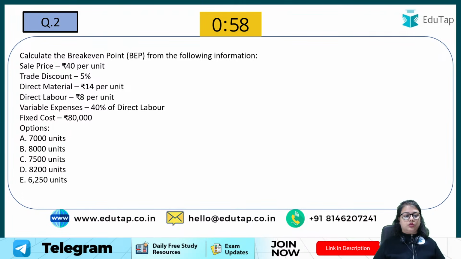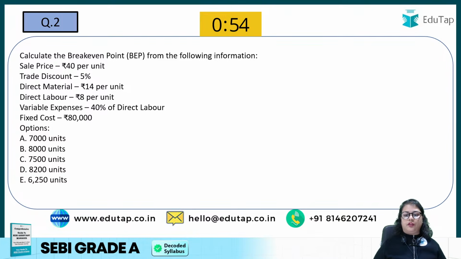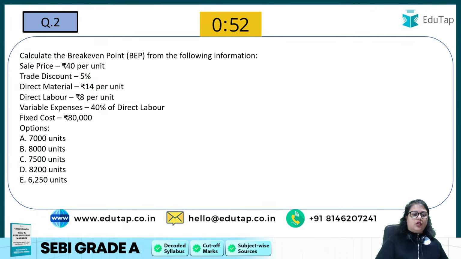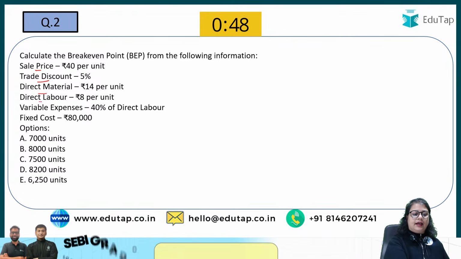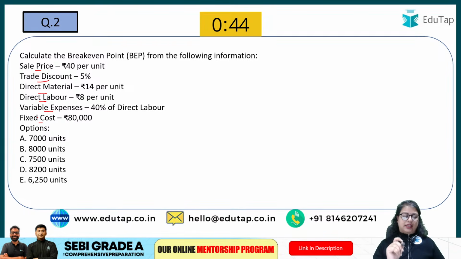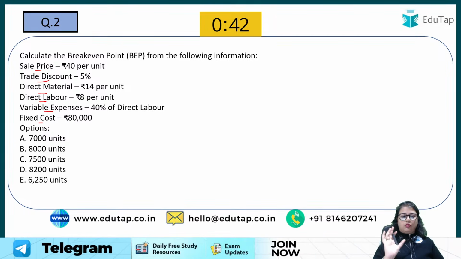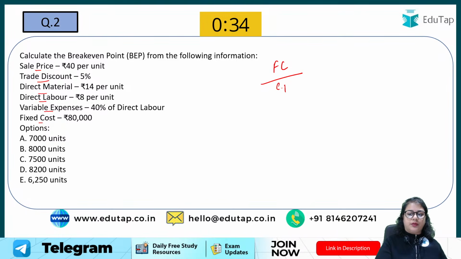Next, question number 2, this is a numerical based question. Calculate the break-even point from the following information. You have the sale price given to you, trade discount, direct material, direct labor, variable expenses, and the fixed cost is also given to you. You have to calculate the break-even point. So first of all, let us see what is the formula for break-even point. And as I can see in the options, we have to calculate in the number of units. So this is fixed cost upon contribution per unit, right?